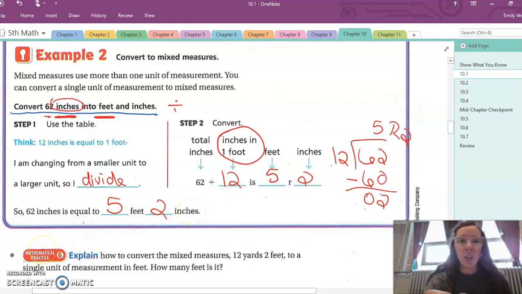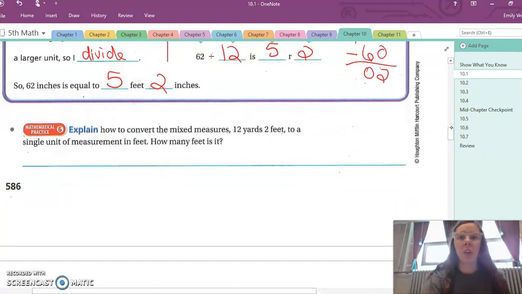Okay, I do want to look at this little bottom question here really quick, because you're going to be seeing this in your homework as well. It says, explain how to convert the mixed measures 12 yards 2 feet to a single unit of measurement in feet. And how many feet is it? So I have two different units here. I have yards and I have feet. And they want to know how many total feet there are and how we get there.